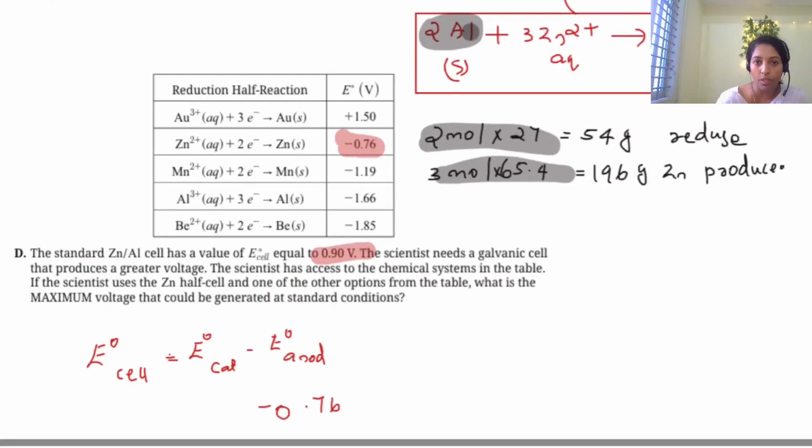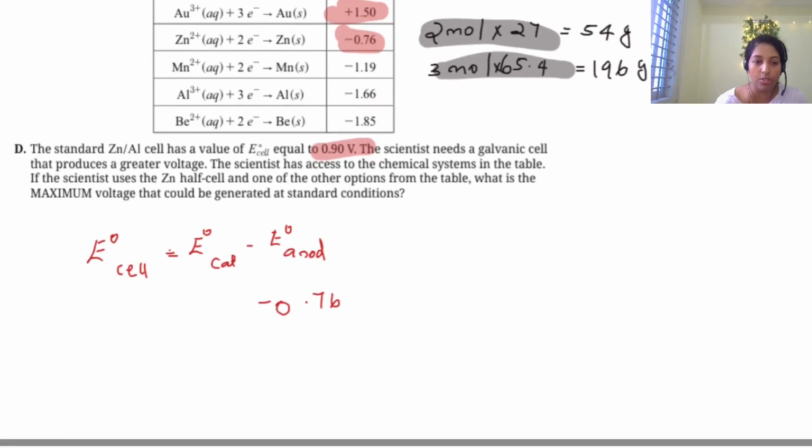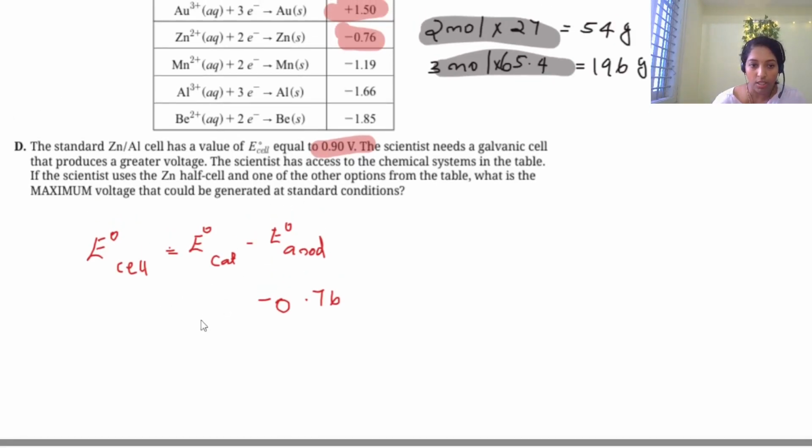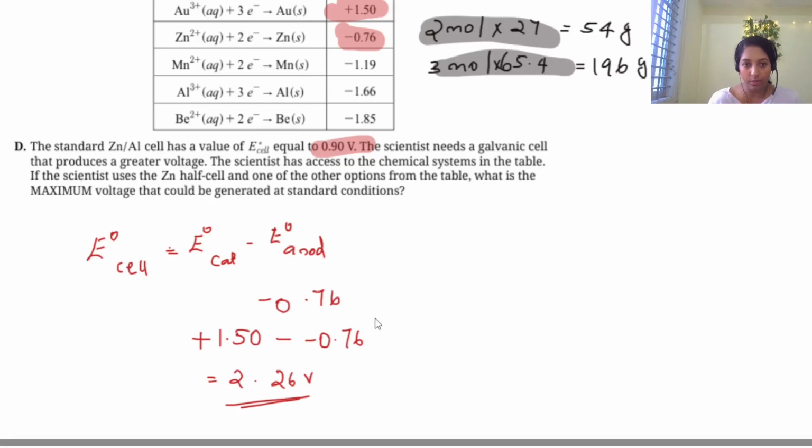Among these, 1.50 is the highest difference. Since that's the higher value, you can consider it the cathode. So what is our new E0 cell? Positive 1.50 minus minus 0.76, so we get 2.26 volts. That is much higher than the normal 0.90 volts of the aluminum zinc cell. So that's the answer. That's all.